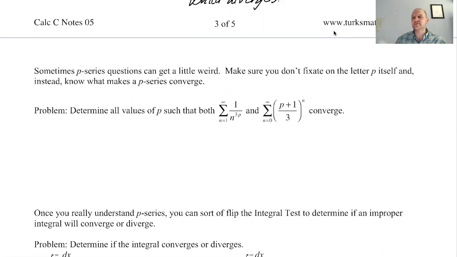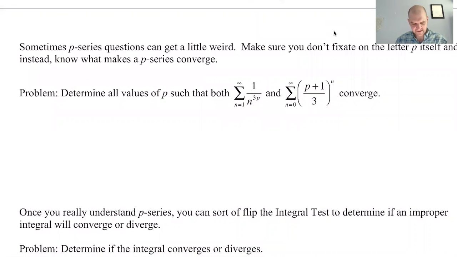So 1 over n to the p will converge if p is greater than 1. It will diverge if p is less than or equal to 1. Also, p has to be positive in that case, which I always kind of leave out because I feel like if it's not positive, then it's not really of the form. But I guess technically you should say it anyway. But anyway, with p-series you just look at them and you know if they converge or diverge.